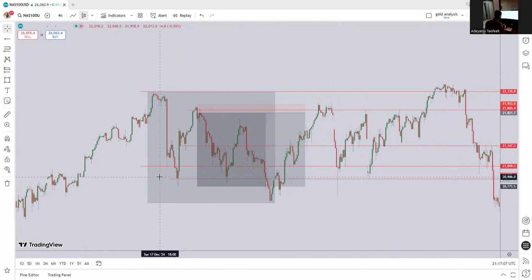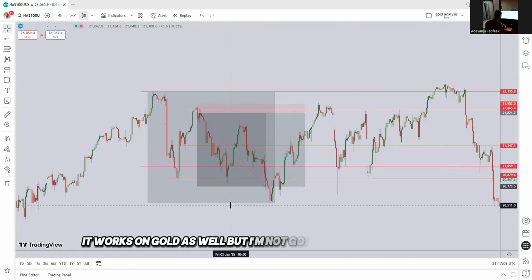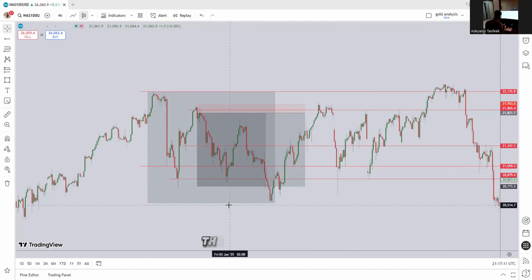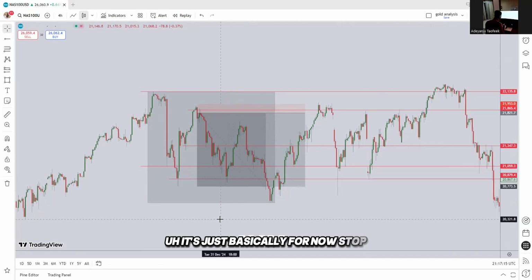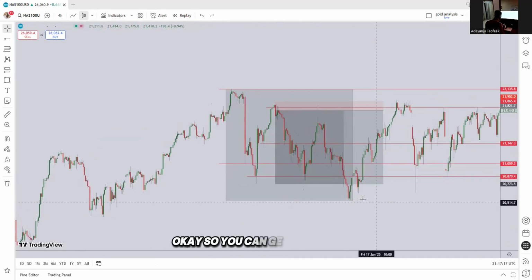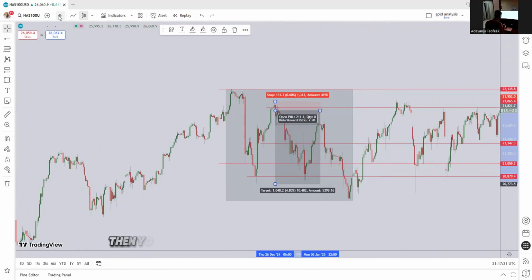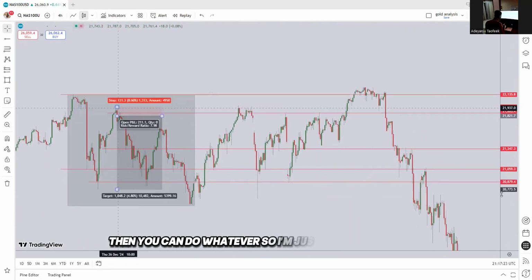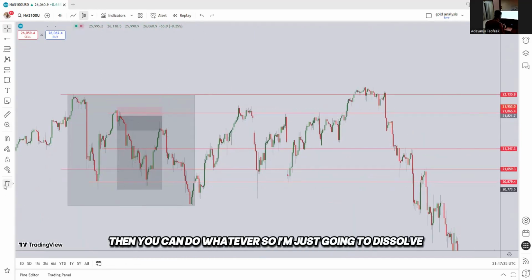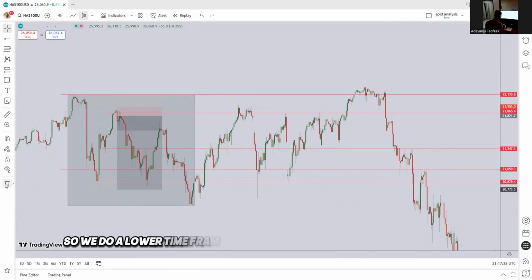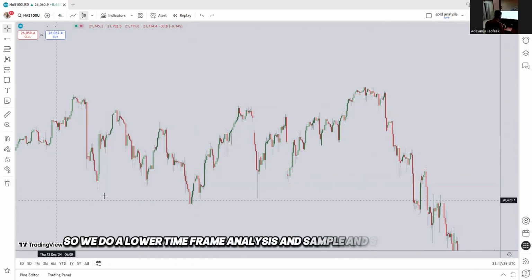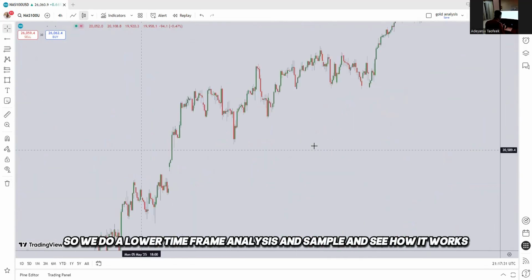Nasdaq. In fact, it works on gold as well, but I'm not going to show that on gold. It's just basically for Nasdaq. Okay, so you can get this, right? It's about 8 to 1, and you can do whatever. So I'm just going to do this off. We do a lower time frame analysis and sample and see how it works.